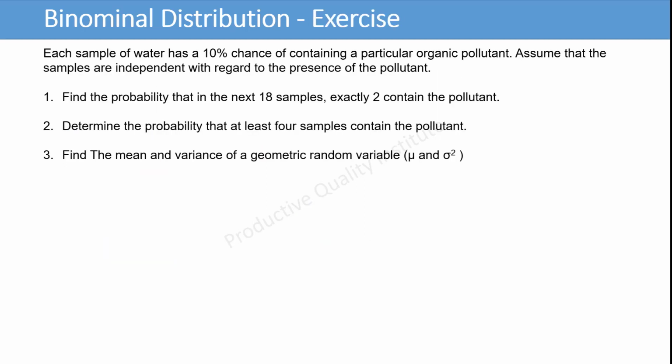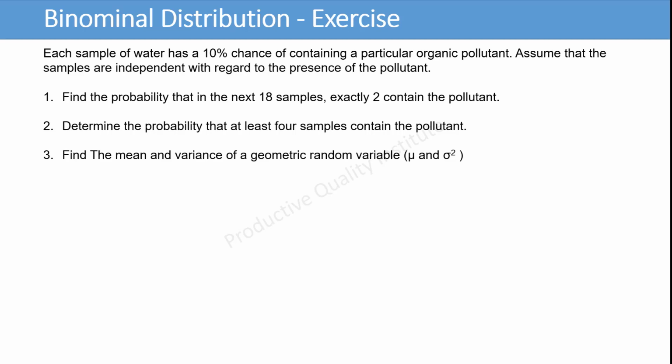Let us make an exercise to understand the binomial distribution. Each sample of water has a 10% chance of containing a particular organic pollutant. Assume that the samples are independent with regard to the presence of the pollutant.